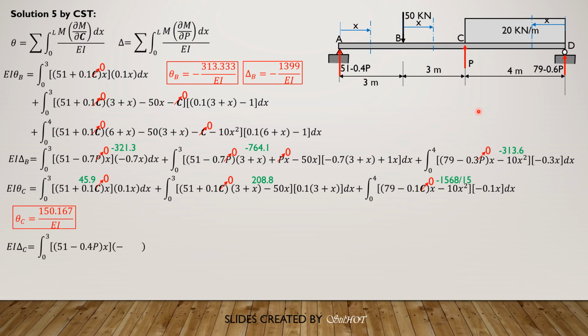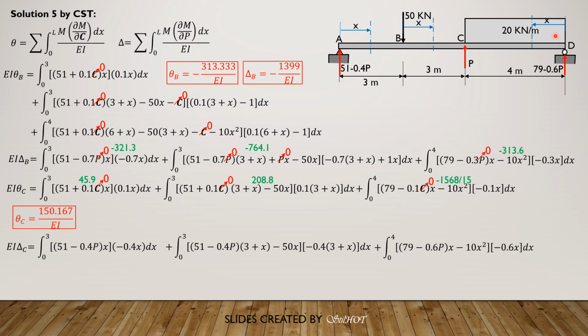EI delta B equals integral of quantity 51 minus 0.4 P times x, then derivative negative 0.4 x dx, plus integral of quantity 51 minus 0.4 P times 3 plus x minus 50x, then the derivative is negative 0.4 of quantity 3 plus x. Then at the rightmost, plus integral 0 to 4 of quantity 79 minus 0.6 P times x minus 10x squared, derivative is negative 0.6 x dx.